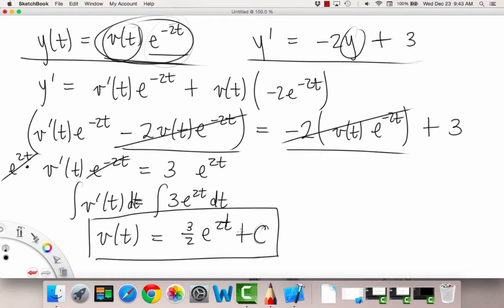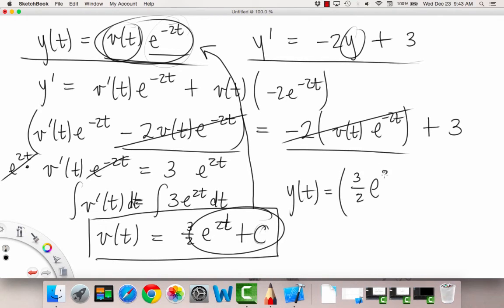Now that we have our v of t, we're just going to plug it right back into this thing here. Our general solution is going to be y of t equal to v of t, which is now this guy. So we plug in 3 over 2 e to the 2t plus c. That's our v of t, and we just leave it as such. And then we have e to the negative 2t, because remember, that was the solution to our homogeneous equation.